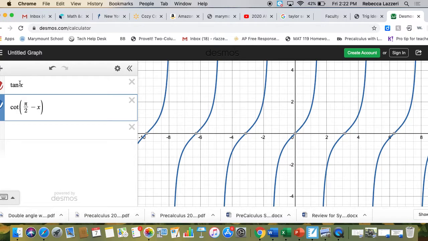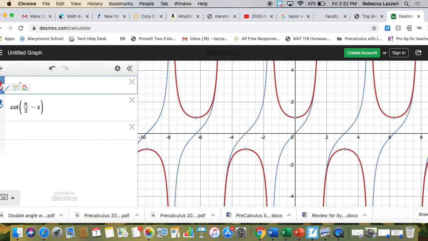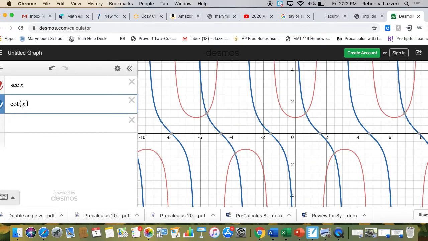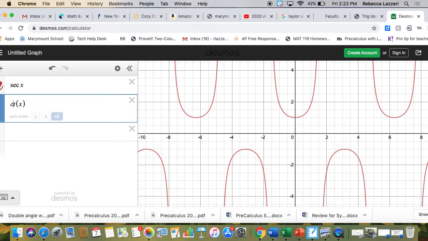So let's put in secant x. And right now I'm in radians. If I was in degrees, pi over 2 would be 90, you know, right up here at pi over 2. Now I'm going to put in CSC.